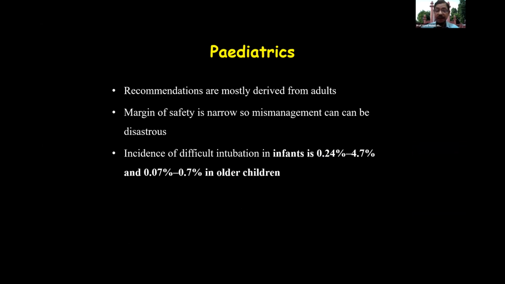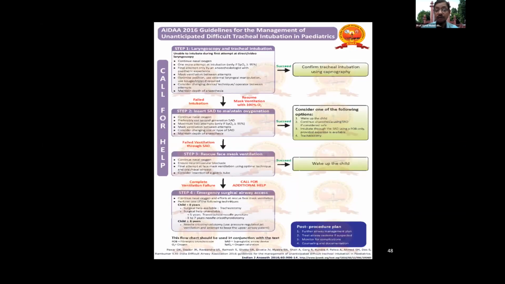In the pediatric population, most of the guidelines are primarily derived from adults. The margin of safety is narrow in these patients, so mismanagement can cause disaster. The incidence is around 0.24% to 4.7% in infants, whereas it's slightly better in adult patients, which is around 0.07 to 0.7%, and older children. And you again have a 4-step criteria here.